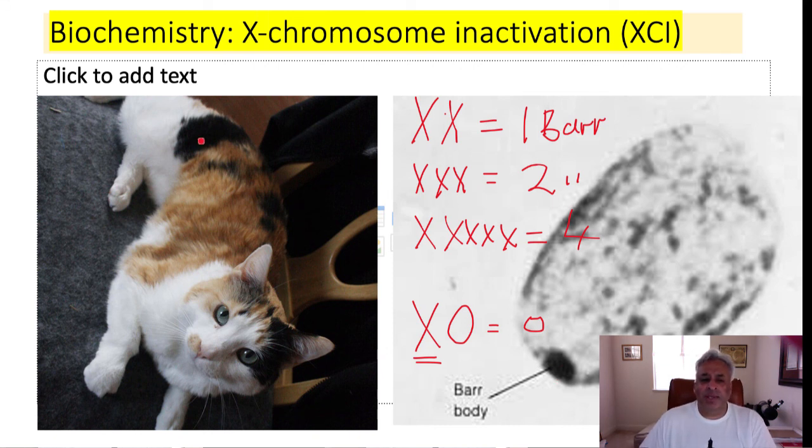And here you can see a calico cat. So here you have the black version of the X chromosome active, and over here you have the orange version of the X chromosome active, right? So here the orange one has been shut down into a bar body, and in these skin cells, the black one has been shut down into a bar body.